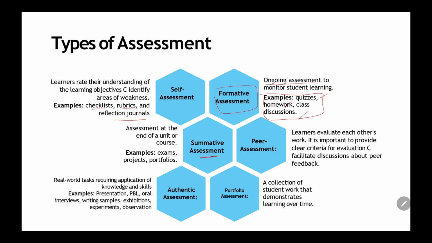For summative assessment, it's more on the unit, at the end of the course. And usually for summative assessment, we will assess by using the exam, final project, or a portfolio. And then for peer assessment, it's more toward the learners evaluating each other's work. That means it's more toward group work, how you interact with your friends inside the class.